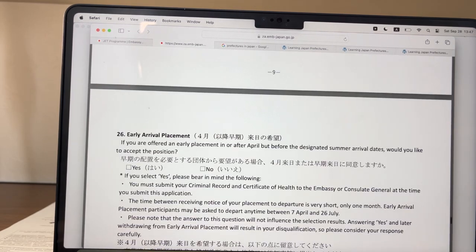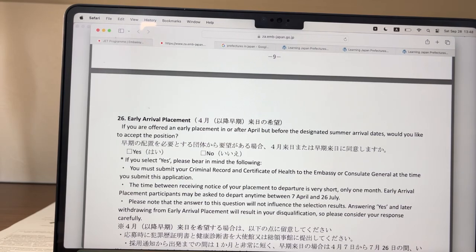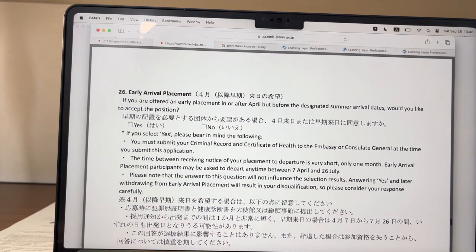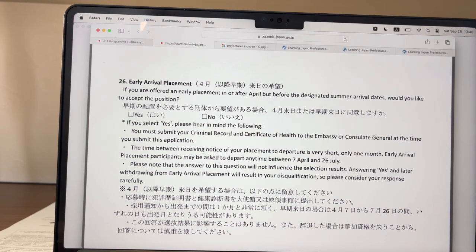Early arrival placement. If you are offered an early placement in or after April but before the designated summer arrival days, would you like to accept it? Then it's really up to you. If the answer is yes, you write yes. If the answer is no, you write no. But you must know, if you select yes, you must submit your criminal record and your certificate of health to the embassy or consulate general at the time you submit your application.